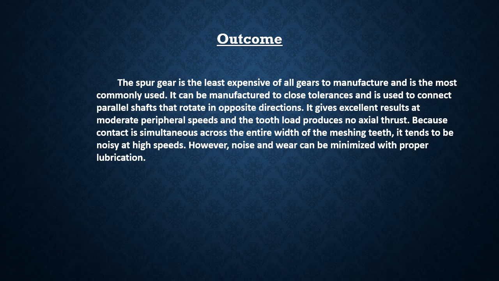Then the last one is the outcomes of the manufacturing of spur gear process. The spur gear is the least expensive of all gears to manufacture and is the most commonly used. It can be manufactured to close tolerance and is used to connect parallel shafts that rotate in opposite directions. It gives excellent results at moderate peripheral speeds and its load produces no axial thrust because contact is simultaneous across the entire width of the gear tooth. It tends to be noisy at high speed. However, noise and wear are minimized with proper lubricants.